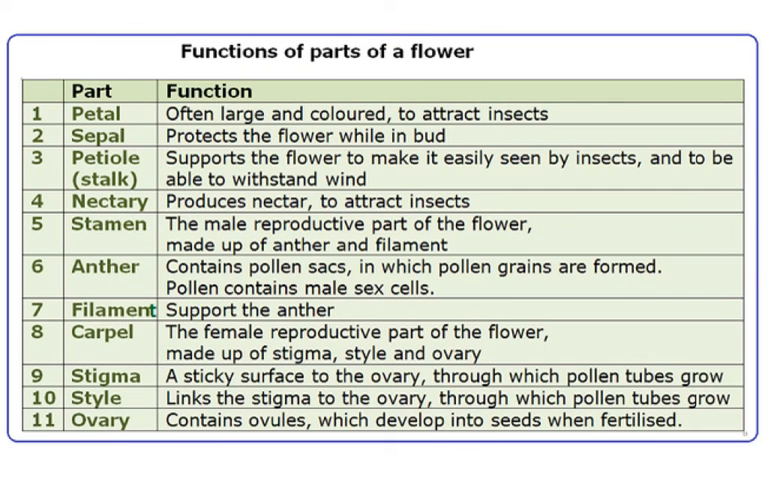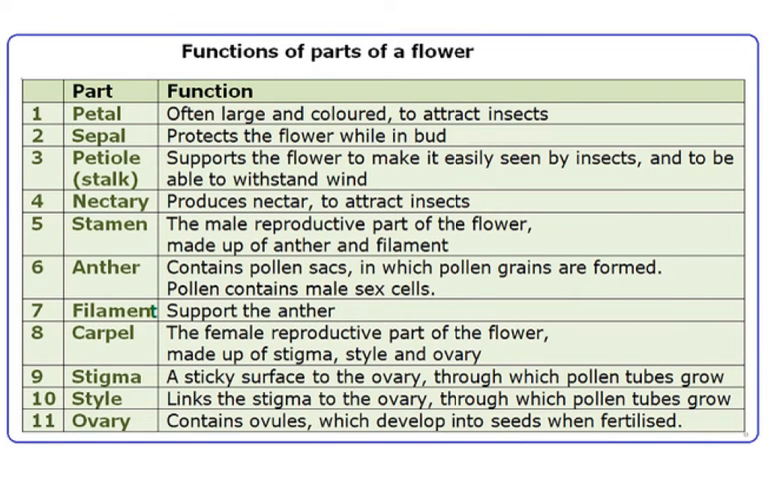Now coming to the functions of parts of a flower, it's very simplified. Petals are often large and colored to attract insects, but these would be only in insect pollinated flowers. So insect pollinated flowers would have large, brightly colored petals. Now the sepals protect the flower while in the bud stage. The petiole or the stalk or the pedicel supports the flower to make it easily seen by insects and to be able to withstand wind.